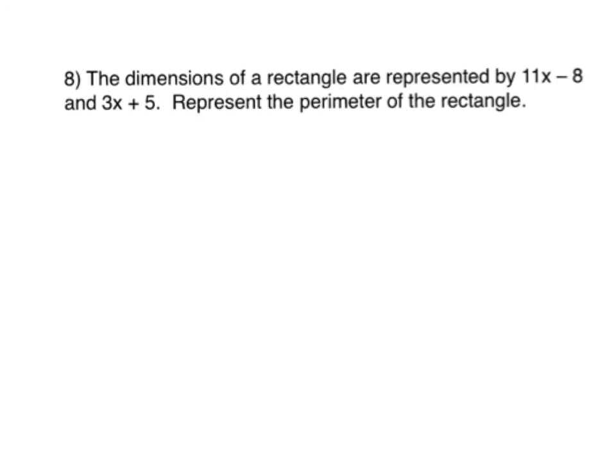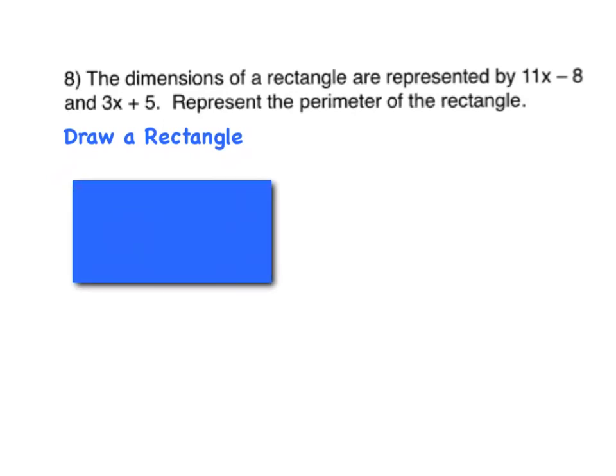The dimensions of a rectangle are represented by 11x minus 8 and 3x plus 5. Represent the perimeter of the rectangle. Now we do have a perimeter formula that we can follow, which is 2 times L plus 2 times W. So we'll go ahead and do that. What's usually helpful is if you take the time and actually draw a rectangle for yourself. So go ahead and draw a rectangle, and you can even label it with its dimensions that were given in the word problem.